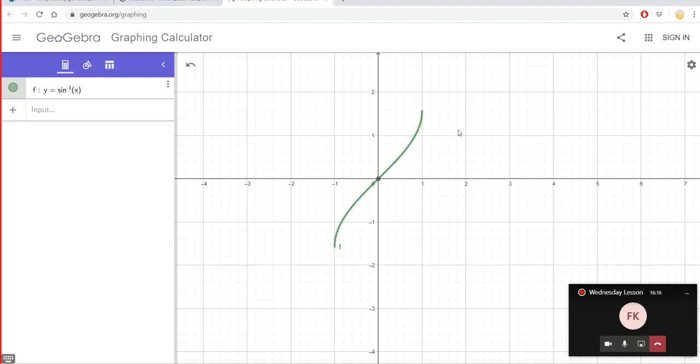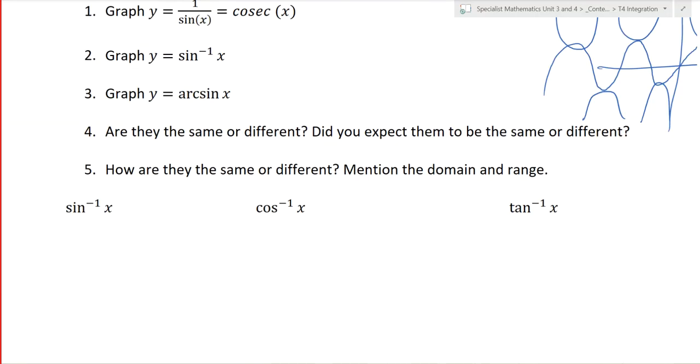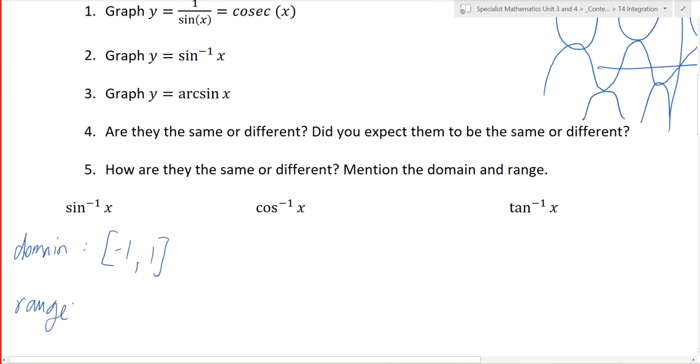So what is the domain and range of this? Because this is the most important part of today's lesson. What's the domain and range of this? You discovered the domain was -1, 1, and the range is -pi over 2 and pi over 2.